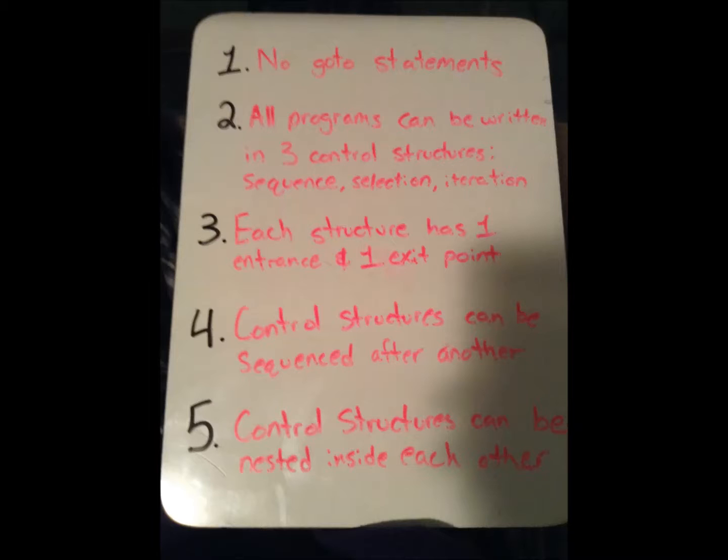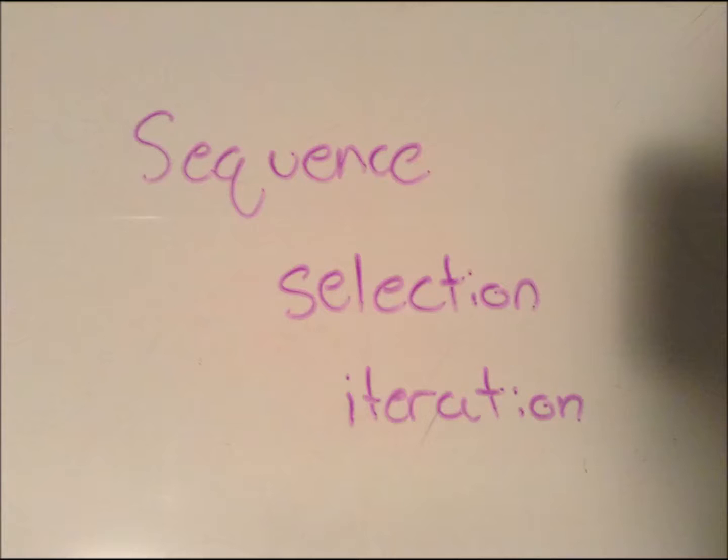4. Control structures may be sequenced one after another. 5. Control structures can be nested inside another control structure. Using structured programming leads to neater code and less work for you and others later. Going back to the keystones, there are only 3 necessary control structures needed to write a program: sequence, selection, and iteration.